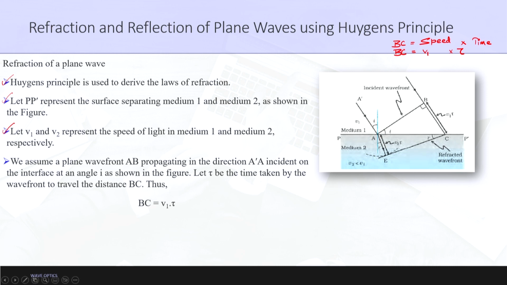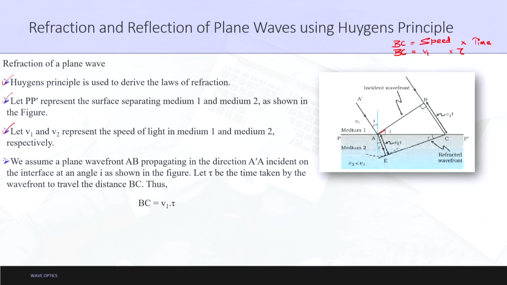We are making the incidence in such a way that the value of BC is 0 and the incident wavefront is in the form of like this. The distance AB is such that BC is 0, and the angle of incidence from A, propagating from A dash A, is an angle of i. Now, let tau be the time taken by the wavefront to travel the distance BC. With the velocity V1, in time tau it will reach point C. Thus, BC is equal to V1 tau, as I already explained above.